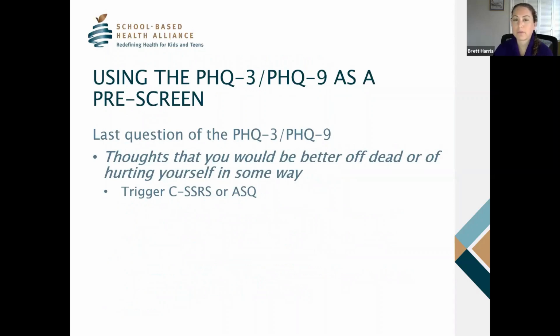The last question from the PHQ-9 and the PHQ-3 can be used as a pre-screen. I'm sure you're all familiar with that question, as you use this tool already. Essentially, it asks about thoughts that you would be better off dead or hurting yourself in some way. If someone says they've had these feelings over the last number of days, or pretty much any time, that would trigger asking a more detailed suicide risk screening tool. Because what would you do if someone said yes, they've had these thoughts, with this simple question? You really don't know enough information. You need to gather more.